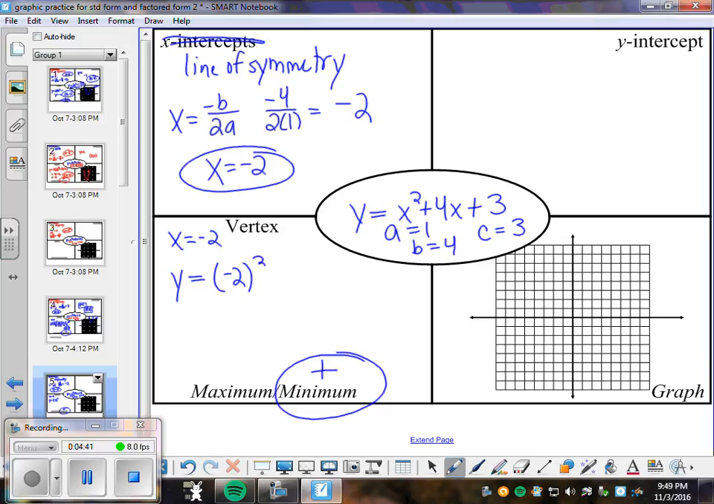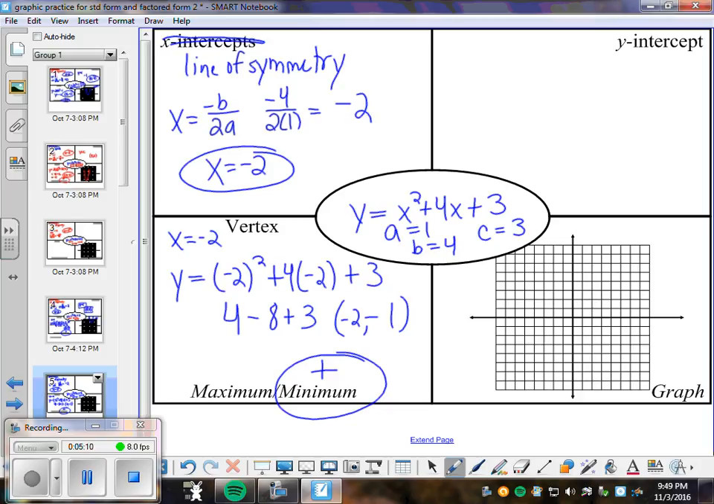Now remember, -2 must be in parentheses on your calculator squared in order to get the right answer. Please be careful. Okay, -2 squared is 4, -8 plus 3. So I'm going to get what for my answer? 4 minus 8 is negative 4. Negative 4 and 3 is negative 1. So I got negative 2, negative 1 as my minimum.